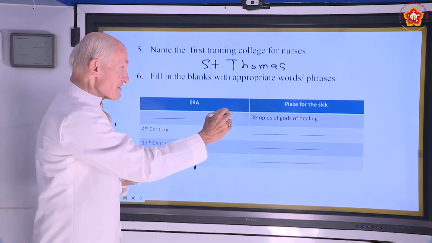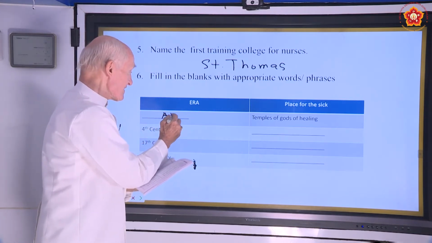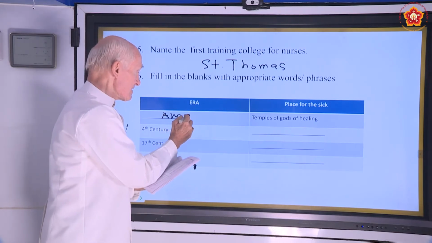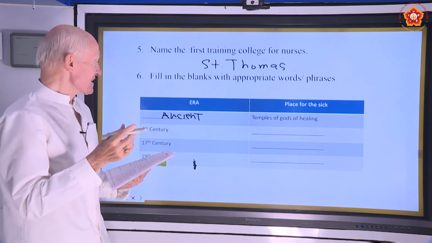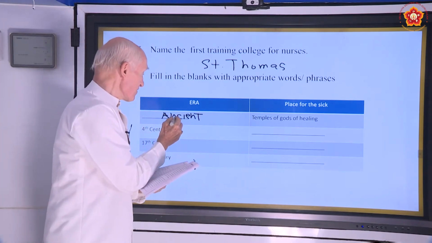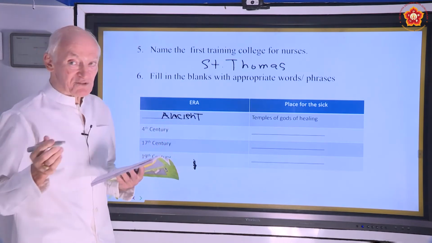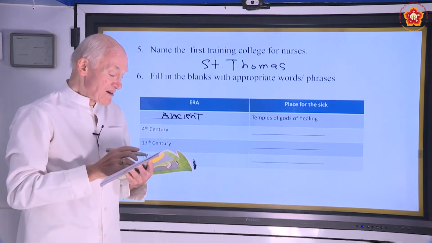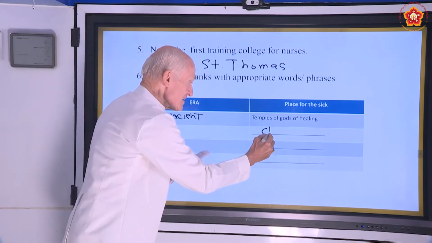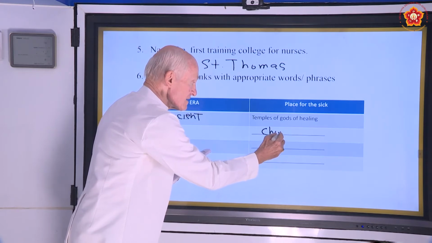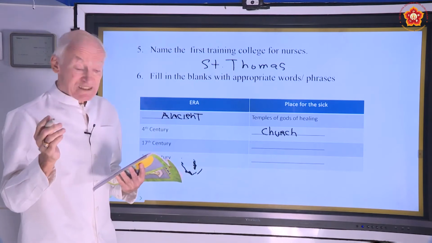Okay, we have temples of gods and healing. What goes here? Ancient. This is the ancient way that they used to heal people. Temples of gods for healing. This is the ancient way they took care of sick people. 4th century, what happened? The church got involved. And they had church hospitals.